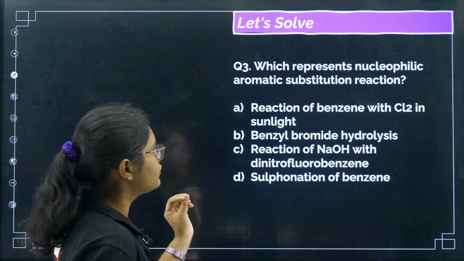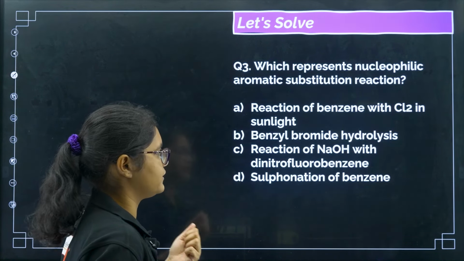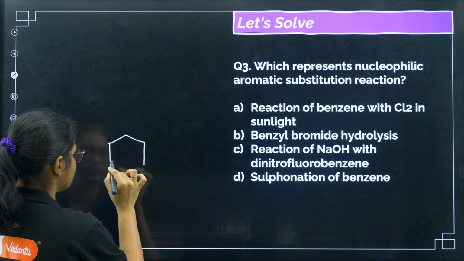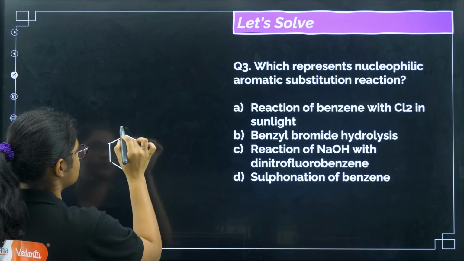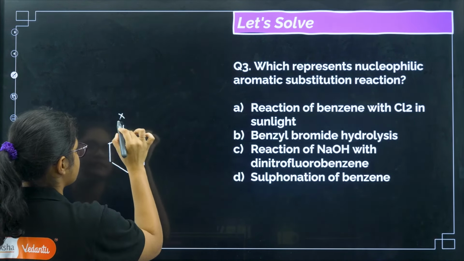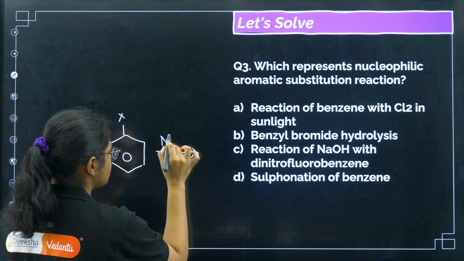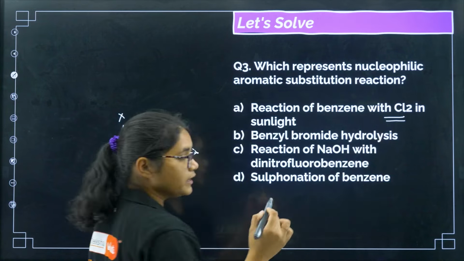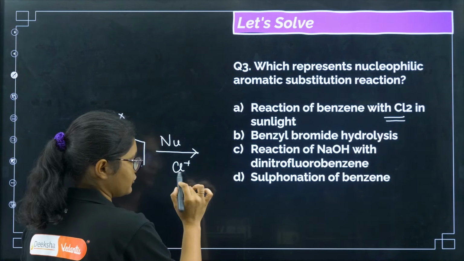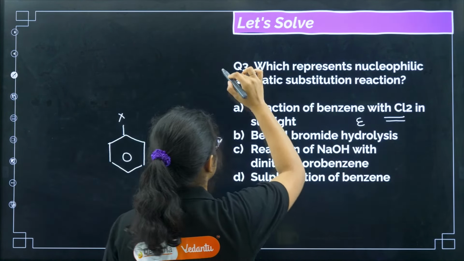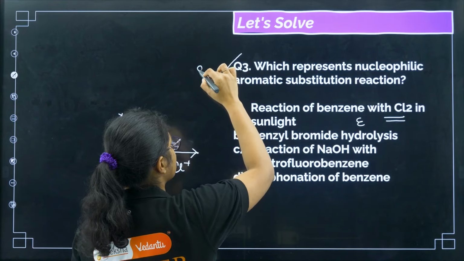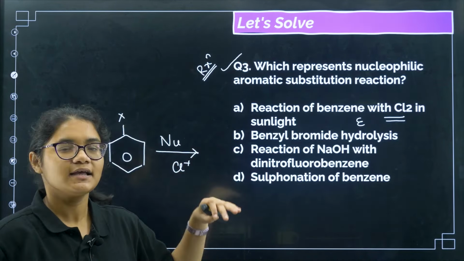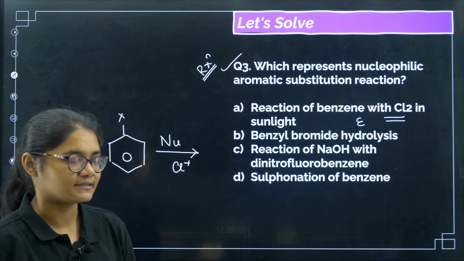Which represents the nucleophilic aromatic substitution reaction? So it is asking which of the following represents a nucleophilic aromatic substitution reaction. We have X here, and this should react with a nucleophile. If you react with chlorine, chlorine reacts as Cl plus, so this is an electrophile. This question we can do better once we study the reactions of haloarenes. That time again I will discuss.